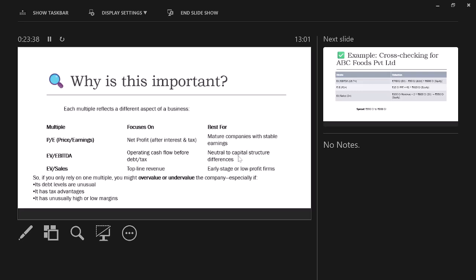EV to EBITDA is basically operating cash flow before debt and tax, neutral to capital structure differences. So here basically you are taking out the impact of the debt. Because if you have more and more debt, and we know that debt is cheaper compared to equity, it will push up the valuation of the company because it will have a leverage impact on the equity valuation. So if you want to calculate my value on an EV to EBITDA basis, which is the right method, it takes out the impact of leverage. Then EV to EBITDA is a better method.